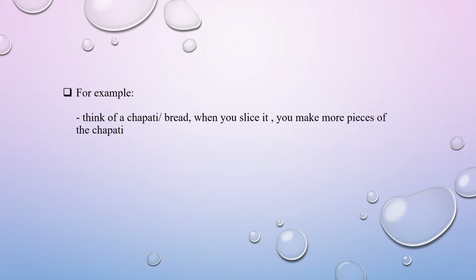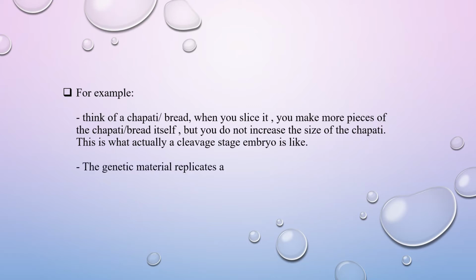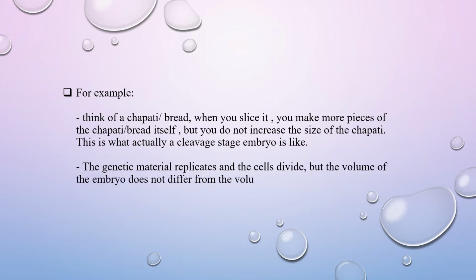For example, think of a chapati or bread. When you slice it, you make more pieces of the chapati or bread, but you do not increase the size of the chapati. This is what a cleavage stage embryo is like. The genetic material replicates and the cells divide, but the volume of the embryo does not differ from the volume of the unfertilized egg.